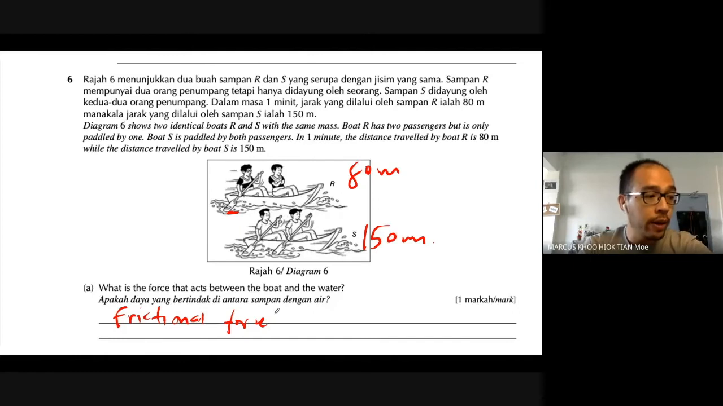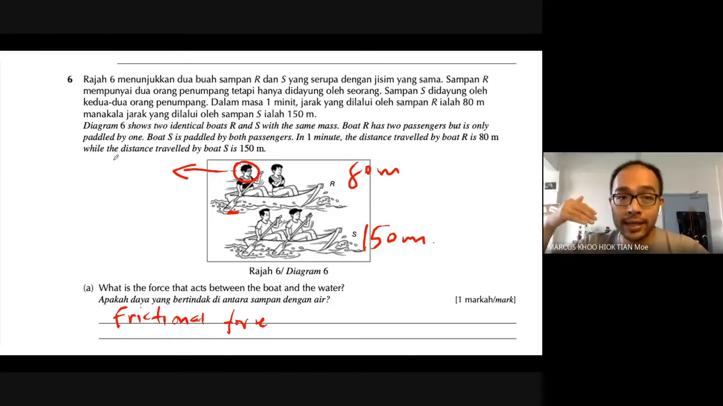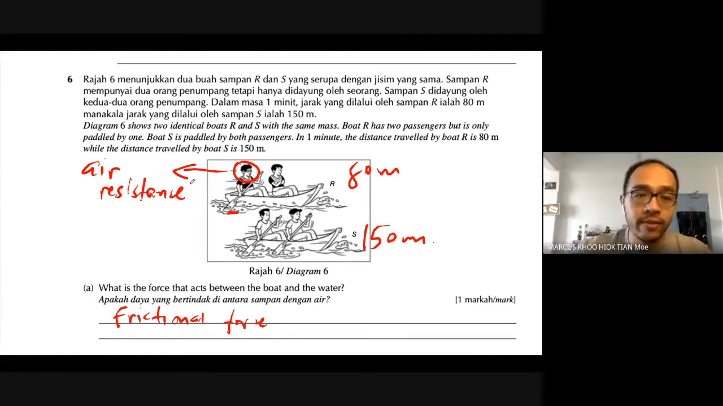But when we are talking about air, as in udara, let's say you're talking about this guy's head and the force that is opposing the guy's head. This one we call air resistance. So air resistance is the resistance between the object and the air. We cannot say that air resistance is the same as frictional force because you're not rubbing against another surface. You're rubbing against the air. So be very careful with this. If the question says what is the force that acts between the boat and the air, then you say air resistance, because it's resisting the air.